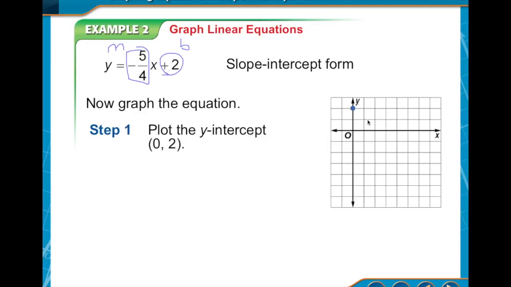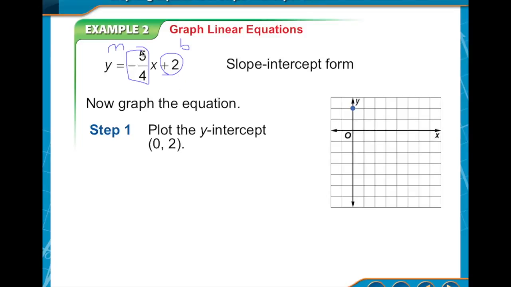So let's go over to the graph. Our y-intercept is at positive 2. So go to the y-axis, up and down. We'll go up 2, 1, 2. Plot that point. That's how you start. Now from this point, in order to know where to go, I just do what the slope says to do. So this tells me I have a negative 5 over 4.